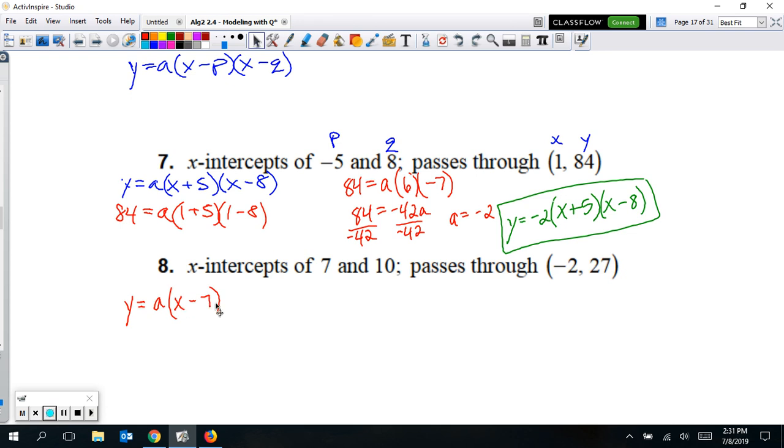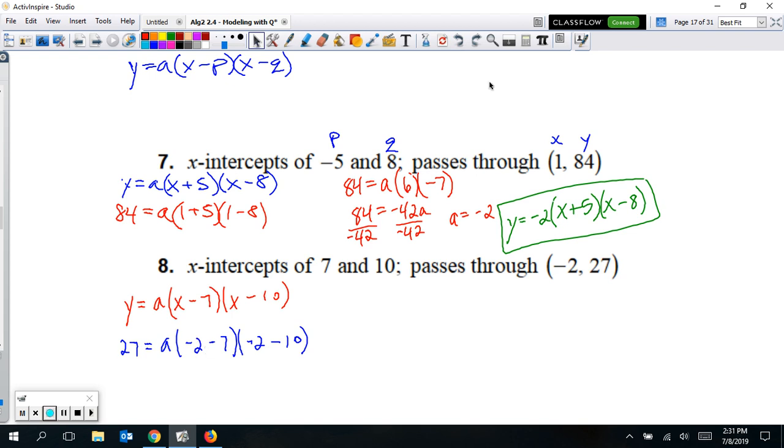X minus 7, and then it's x minus 10, because again, 10 is positive here, so it goes in as its opposite. And now we're going to plug in negative 2 for x inside the parentheses and 27 over here where the y is. So 27 equals a, and then negative 2 minus 7 and negative 2 minus 10. And then work each of these out here.